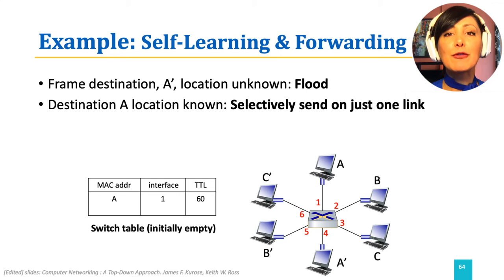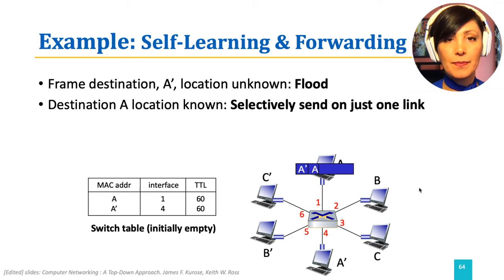Now, if a frame is sent from A' towards A, a second entry for MAC address A' with the incoming interface number 4 is added to the switch table. Then, the MAC address A is checked on the switch table, and since there is an entry for A, the frame will be forwarded on interface 1 based on this entry.